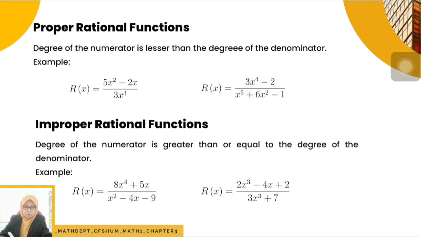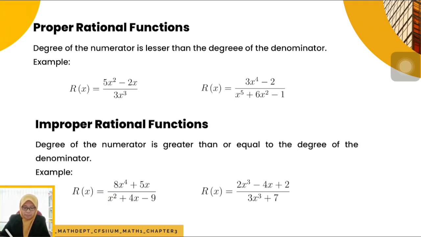of 5. So for the second example here, the degree of the numerator is 4 and the degree of the denominator is 5. Now let's look at the improper rational function. An improper rational function is when the degree of the numerator is greater than or equal to the degree of the denominator. For example, (8x to the power of 4 plus 5x) divided by (x squared plus 4x minus 9). So the degree of the numerator is 4 and the degree of the denominator is 2.